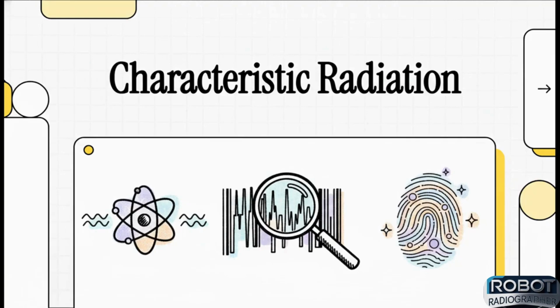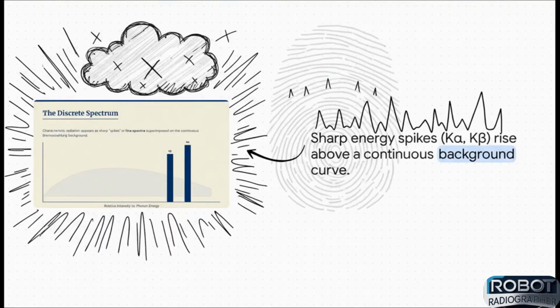Okay, let's dive right in. Today, we are cracking a fascinating atomic code. We're talking about characteristic radiation. Now, the best way to think about it is like a secret, unique fingerprint that every single element in the universe possesses. So picture this.